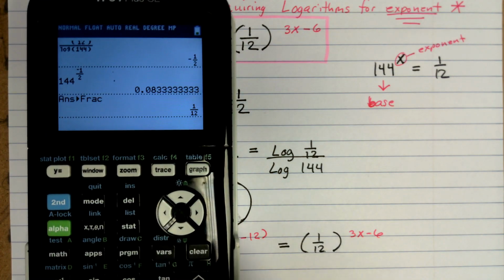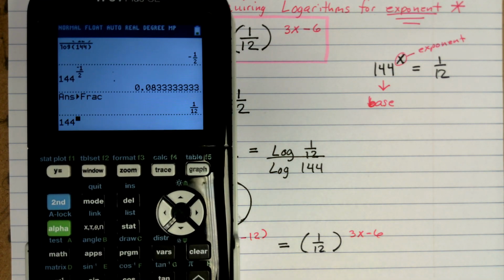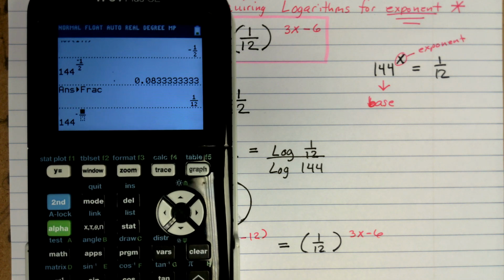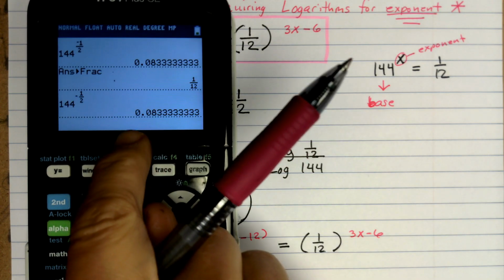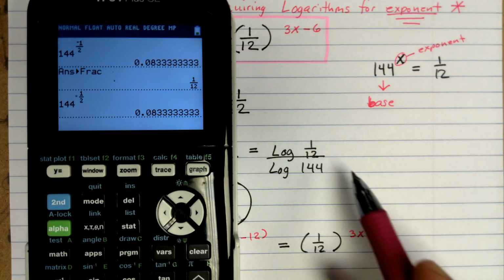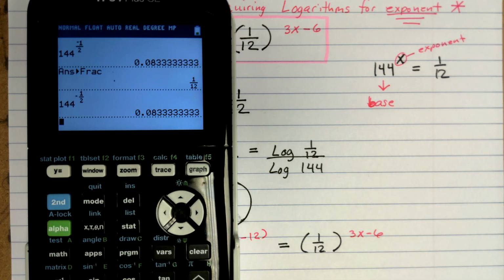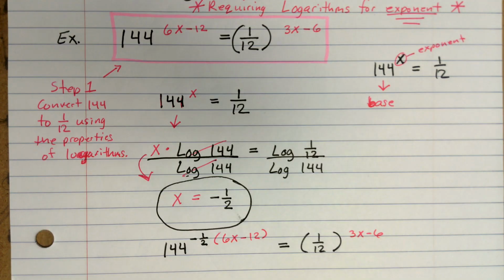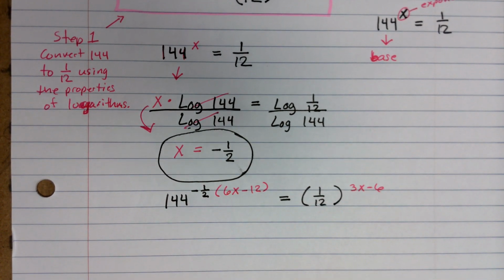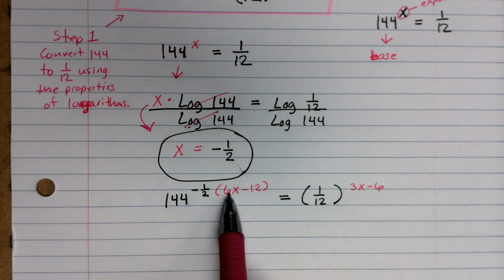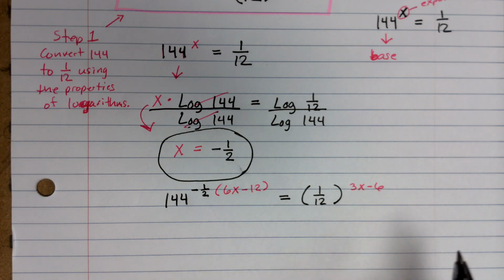I'll prove it to you once again. I'm just going to get my calculator. If I do 144 to the power of negative 1/2, it gives me 0.083 repeating, right? If I put in 1 divided by 12, so that's 1/12, it gives me the same value. So by adding this negative power of 1/2 to the 144, it makes it equal to 1/12. So now technically we have the same base. From this point, we need to distribute this negative 1/2 to the two terms inside the expression.